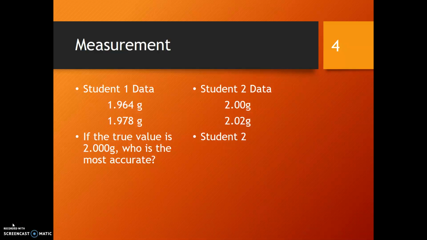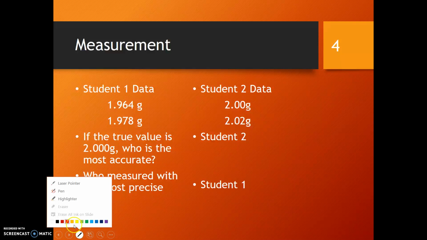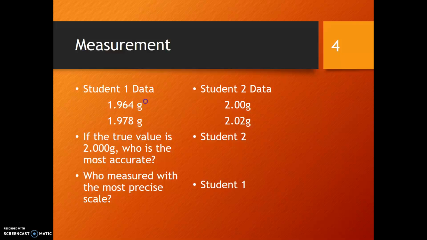So the second question is who measured the most precise? The most precise is the one that gets the two measurements that are closest to each other. So if you're looking at student number 1 here, I wanted to make an annotation of this, not just give you the answer. Let's go ahead and subtract these two values from one another.